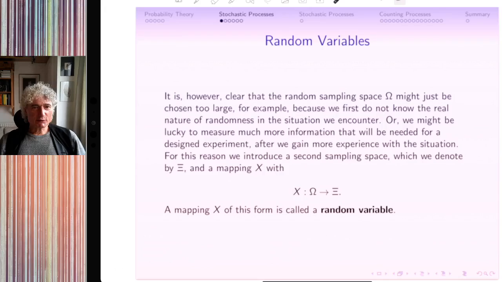Now we are slowly coming towards dynamic models, and for that you will see that you have to introduce random variables, so let's discuss them. A random variable will be something that starts from our sampling space omega, but then maps into another space which we call xi. If we define a random variable as a mapping from the sampling space omega to some other space xi, what is the interpretation?